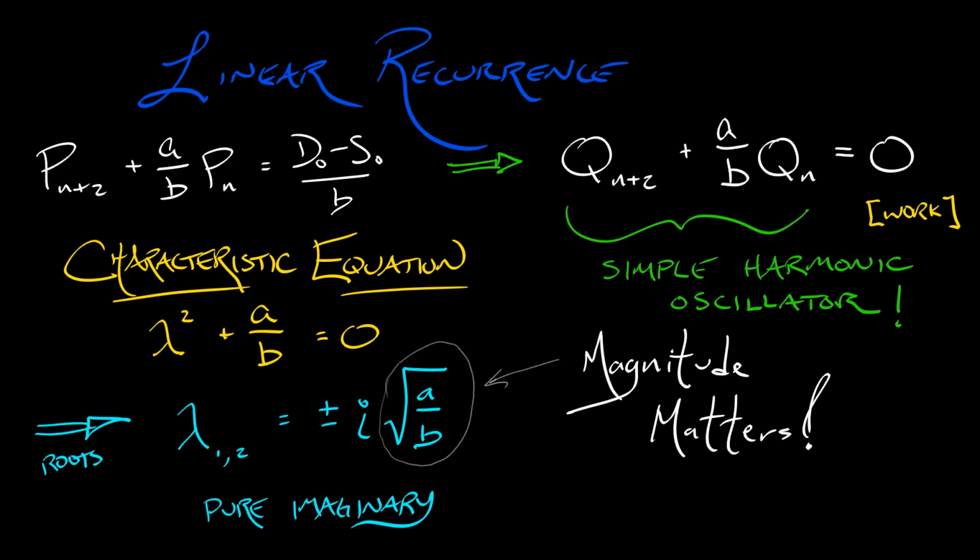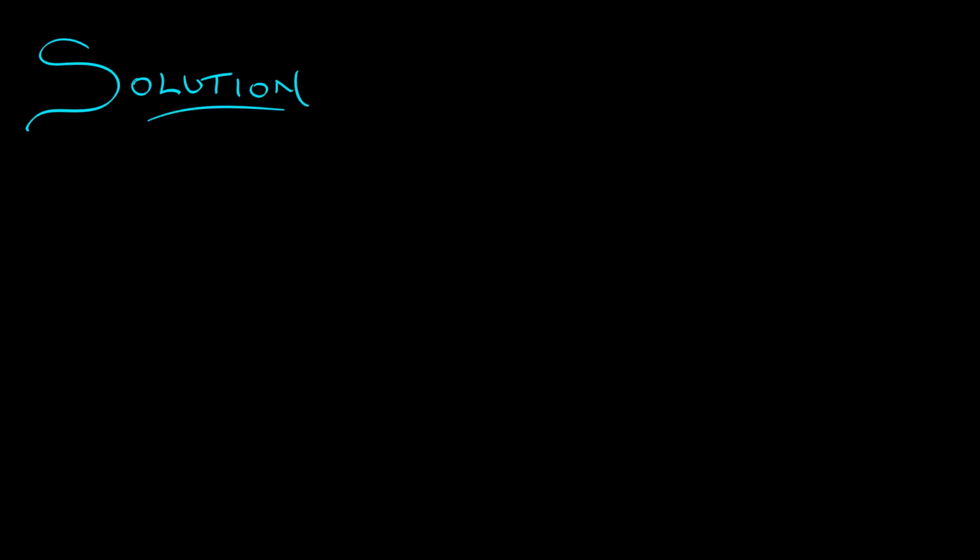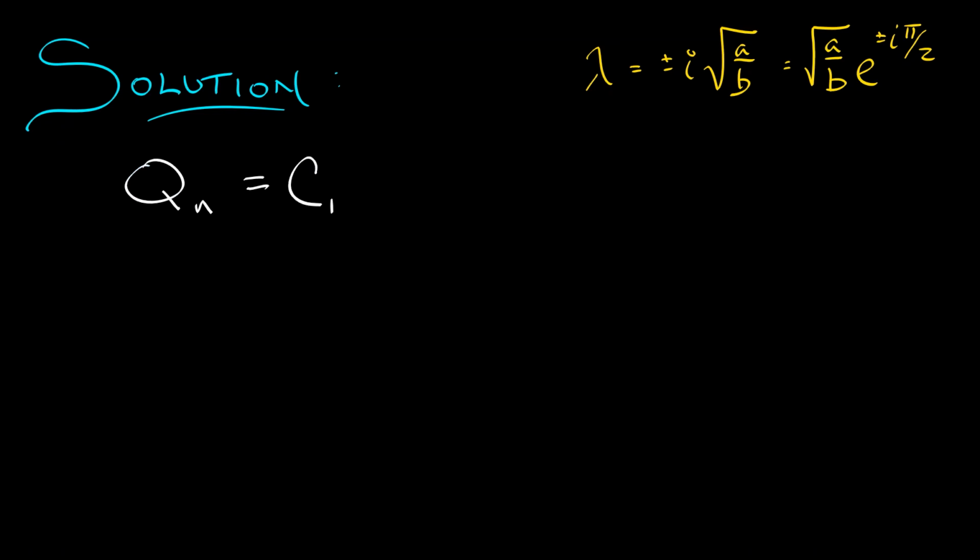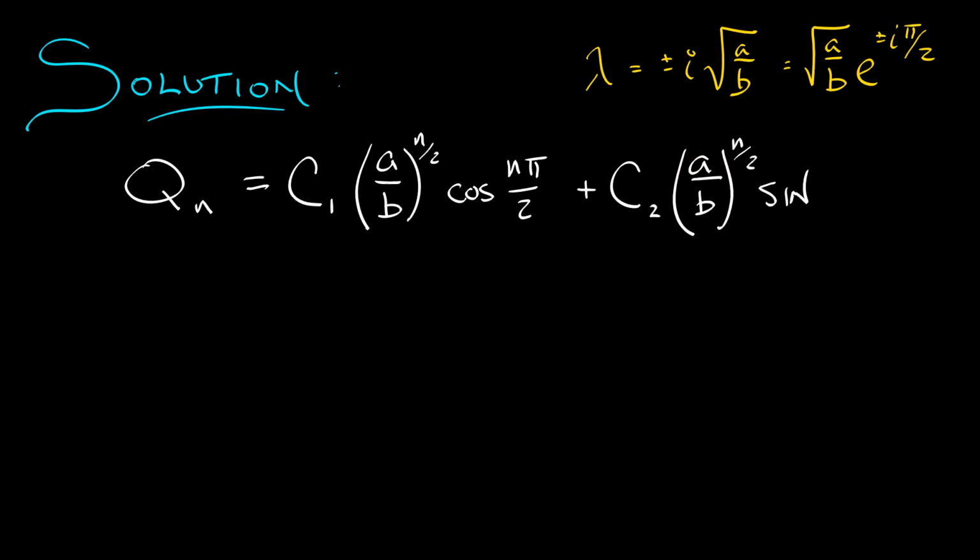If I rewrite this in polar form, lambda is going to be the square root of A over B times e to the plus or minus i times pi over 2. Then that modulus is root A over B, and that argument theta is pi over 2. Then we have the general solution. Given this presentation for lambda in terms of its modulus and its argument, we can write Qn equals C1 times quantity (A over B) to the 1/2, to the nth power, times cosine of n pi over 2, plus C2 times quantity (A over B) to the 1/2, to the nth power, times sine of n pi over 2.